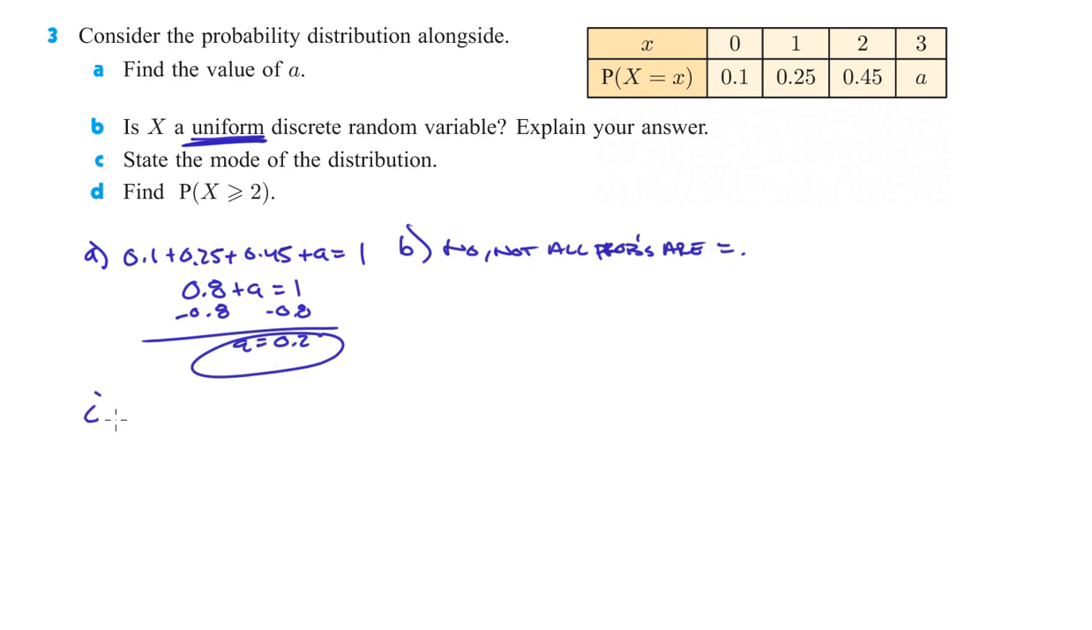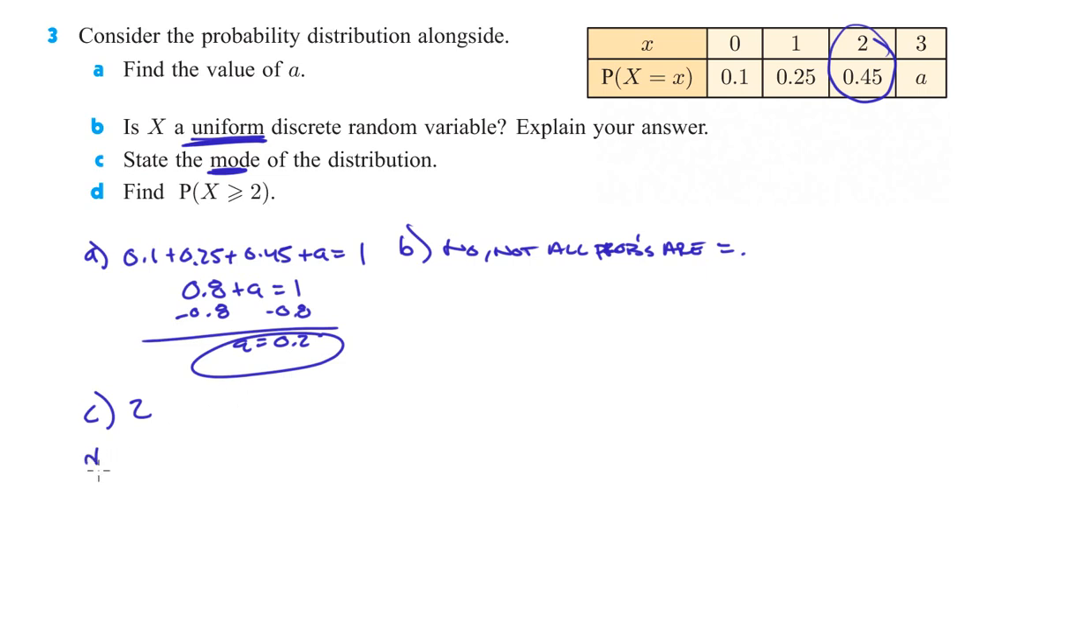Let's do part C here. State the mode for the distribution. Mode is the most often occurring, or the biggest, highest probability, so that's going to be this one right here. So that's going to be 2.